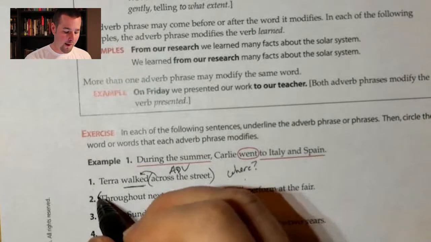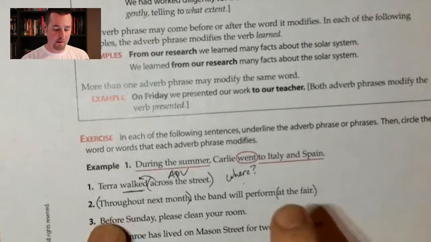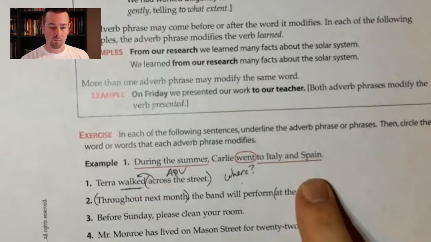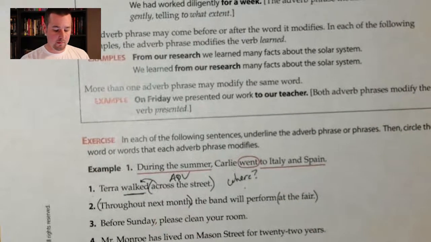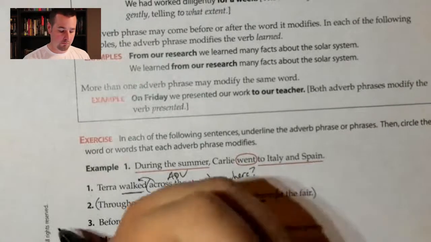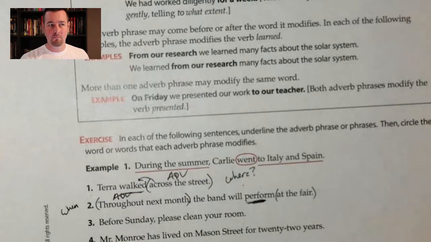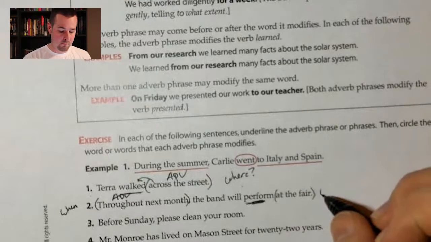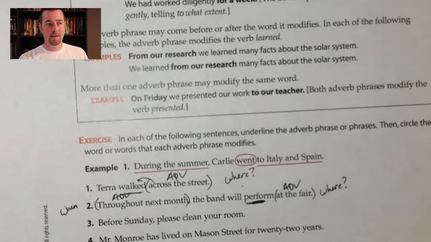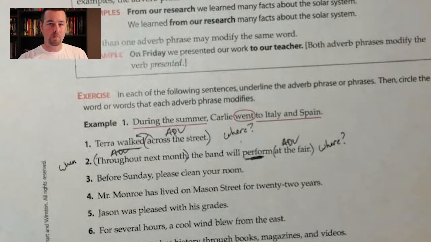Number 2, throughout next month, the band will perform at the fair. Okay, so throughout is a preposition and at is a preposition. Well, what I have left over is just the band will perform. So what does "throughout next month" tell us? Well, the band will perform, there's our verb. "Throughout next month" tells us when they're going to perform. So that's an adverb. "At the fair," what does that tell us? That tells us where they're going to perform. So since it answers where, that's also an adverb. Okay, so that's basically how it works. You just go through each sentence, find your prepositional phrase, and then ask yourself some simple questions.